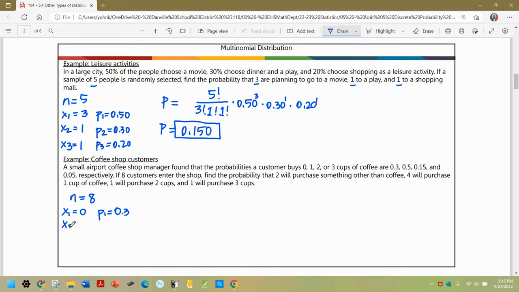Then our second outcome is going to be 1 cup, and the probability of that is 0.5. Our third outcome is 2 cups, and the probability for that third outcome is 0.15. The fourth outcome is 3 cups of coffee, and the corresponding probability is 0.05. So when I go over to calculate my probability, I'm going to put 8 factorial in the numerator. In the denominator, I'm going to have my different outcomes.